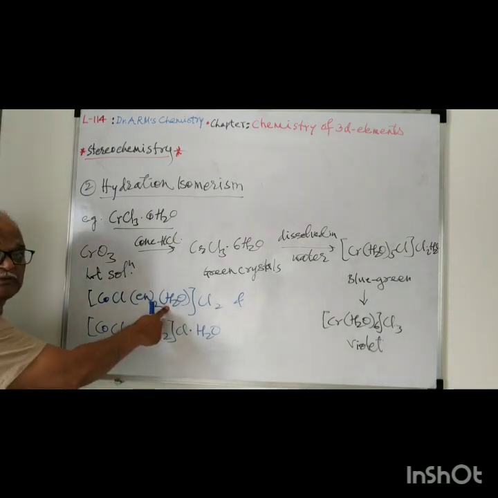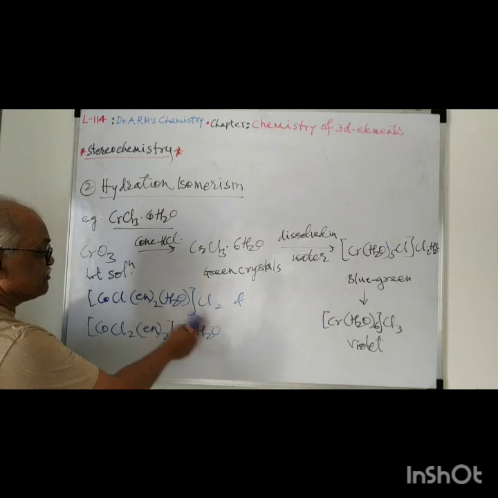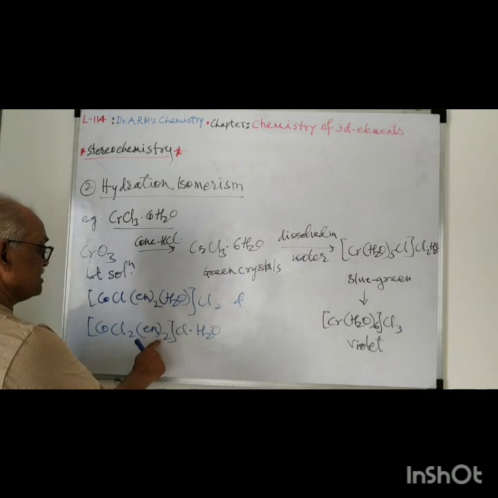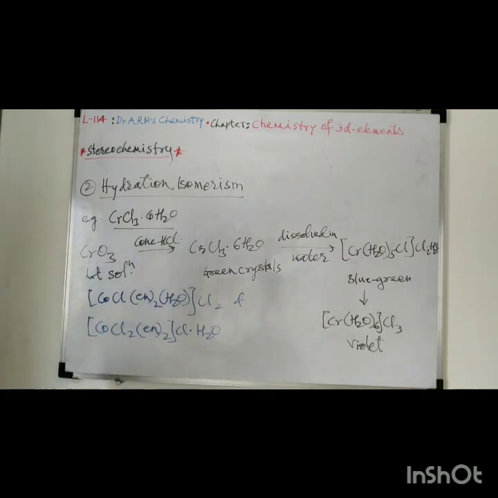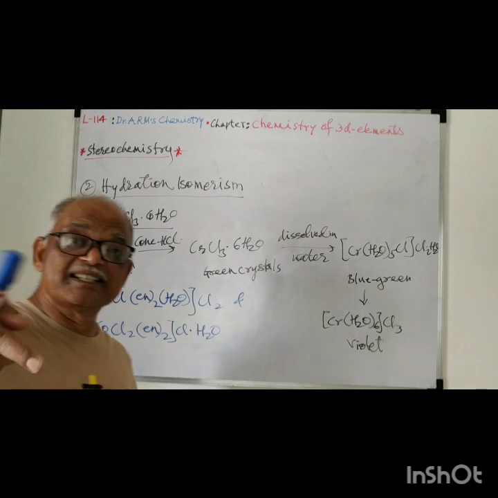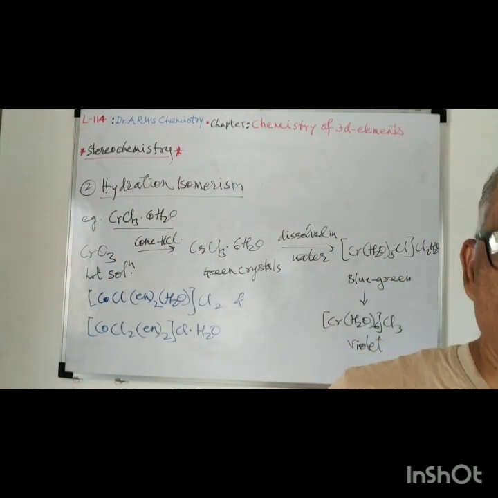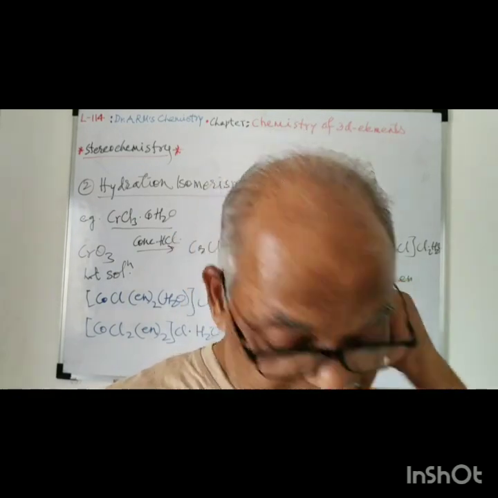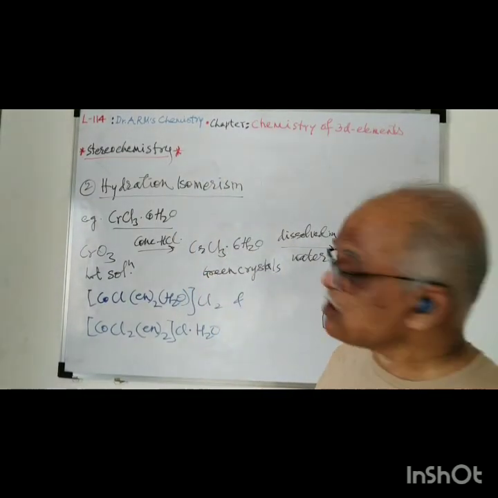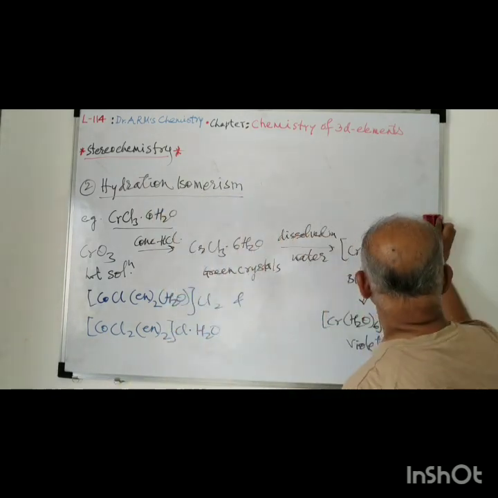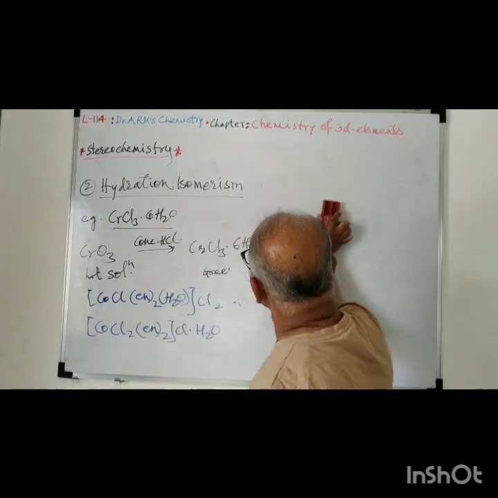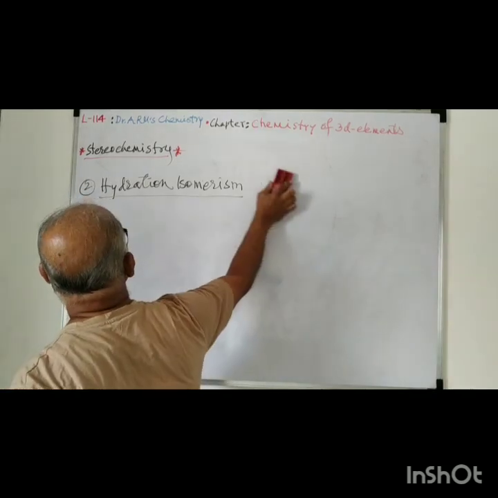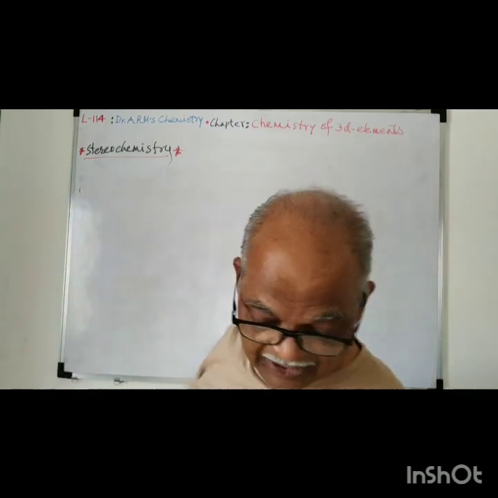The water molecule present in the coordination sphere moves into the ionization sphere, whereas one of the Cl moves inside the coordination sphere. There is an interchange of water molecules between the coordination sphere and the ionization sphere. This is about hydration isomerism. Now we will go to the next type of isomerism.